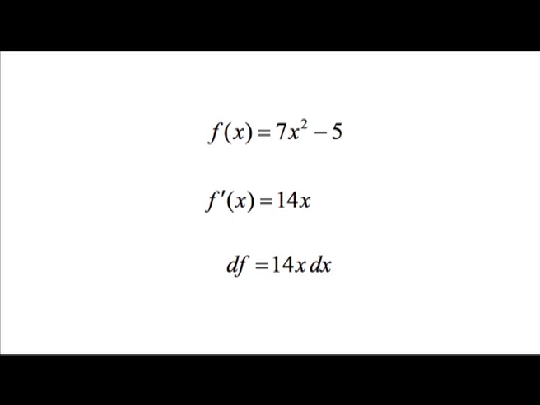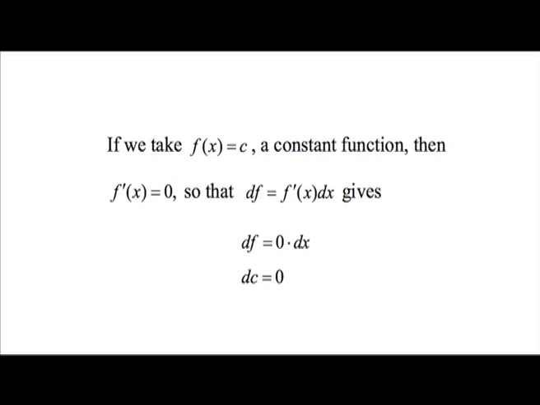For instance, if f of x is equal to 7x square minus 5, since f prime x is equal to 14x, it follows that df is equal to 14x dx. We now discuss some formulas for differentials. If we take f of x is equal to c, a constant function, then f prime x is equal to 0, so that df is equal to f prime x dx gives df is equal to 0 times dx, that is dc is equal to 0.